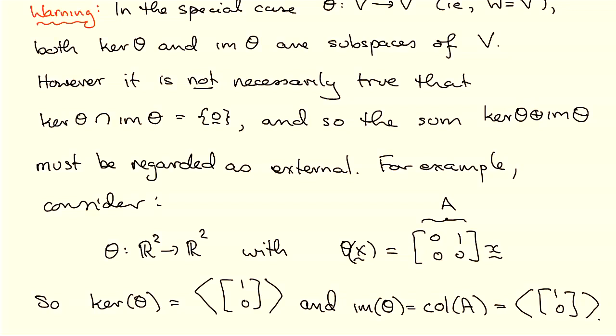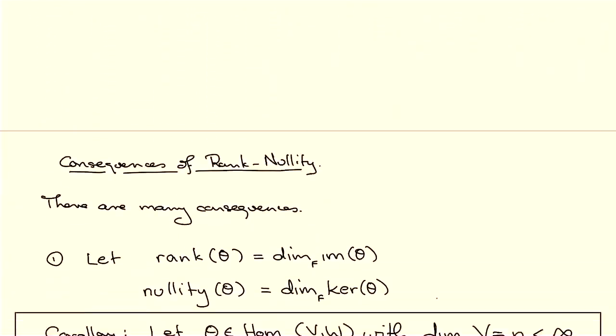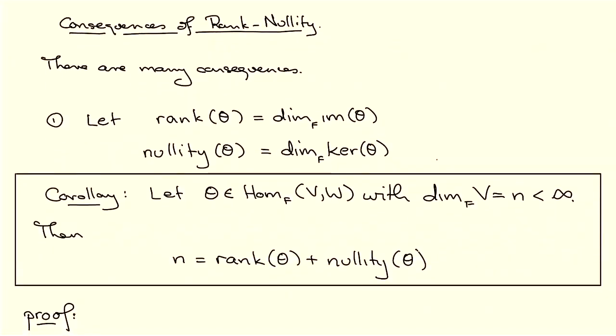Okay. So that's why I carried on a bit about internal and external things yesterday, so that we don't get confused by such situations. Anyone still confused? Or is it all right? All right, so that's the rank nullity theorem, a very simple proof. But it has lots of consequences.